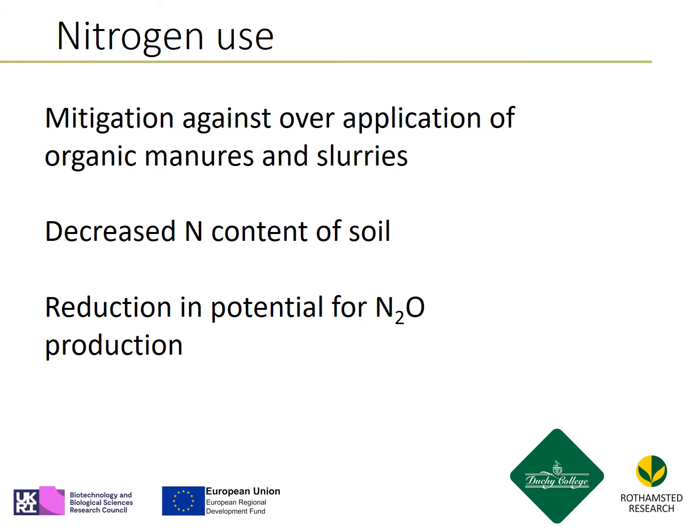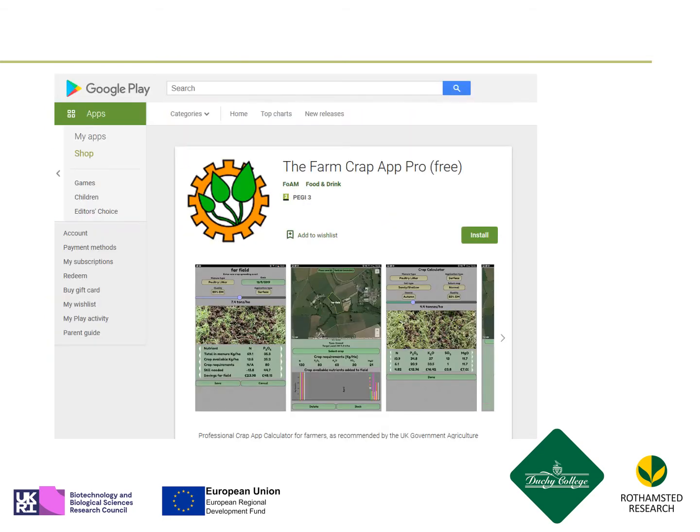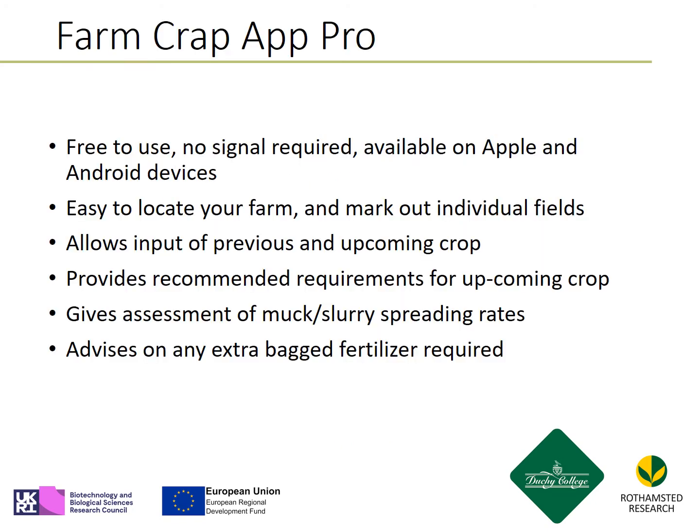So I'm going to very briefly talk about why it's important. Obviously the mitigation is reducing the over-application of manures, which then doesn't overload the soil with nitrogen and then reduces the potential for nitrous oxide production. And the Crop App Pro is a free-to-use resource. This is just a screen capture from the Google Play Store, which offers various tools to allow farmers to make in-field decisions about how much slurry and manure they're actually applying to their fields.